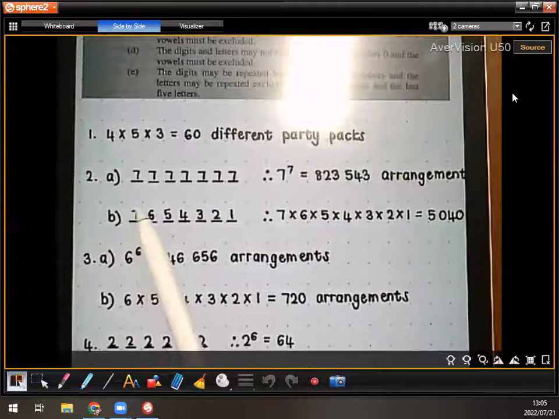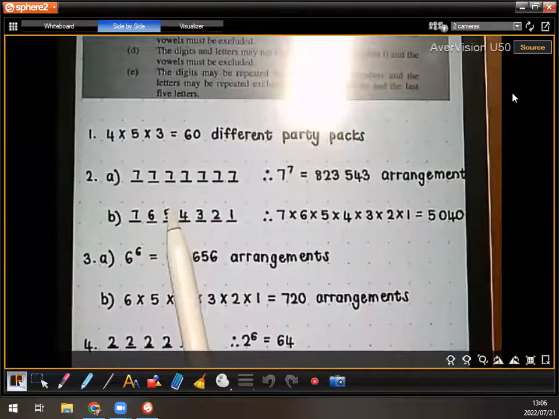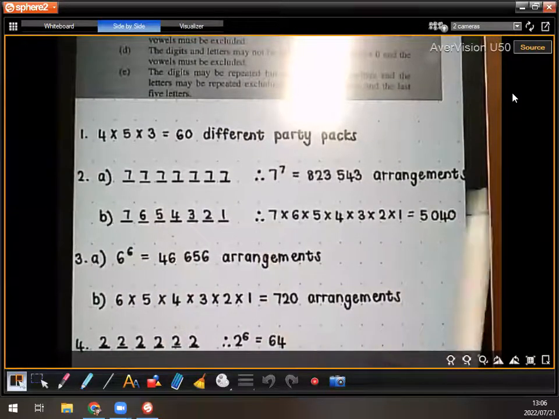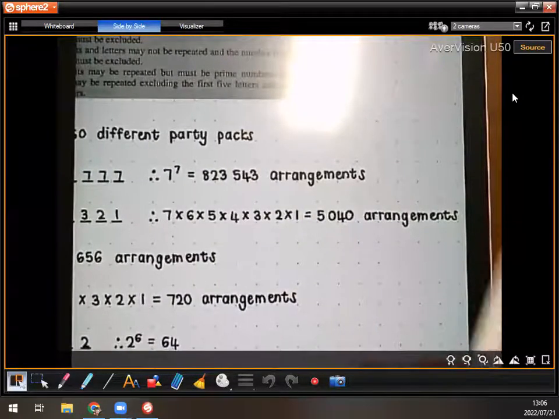So 7 for the first slot, 6 for the next one. Now you've used 2 of the 7 letters already. How many do you have left to choose from for the next letter? Only 5. Okay, and then so on. Again, you don't have to write this down. You can just do the working and give the answer. It's 5,040.